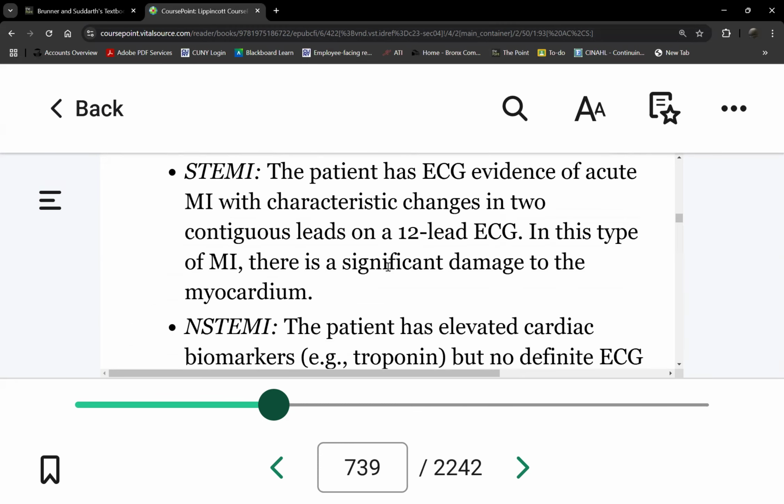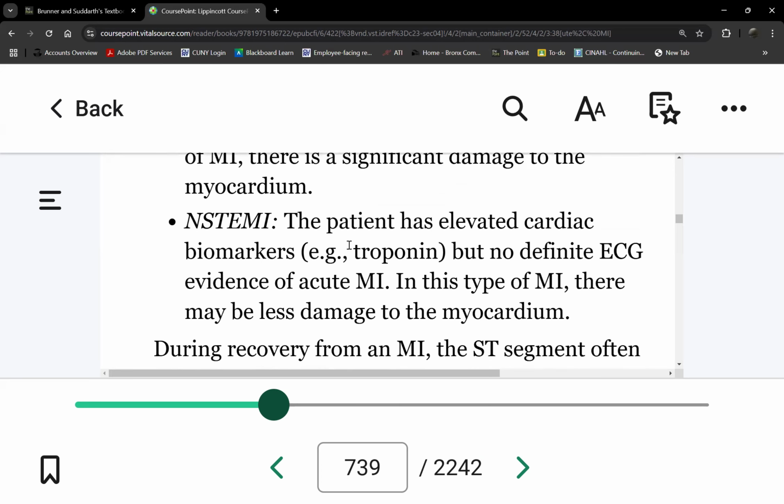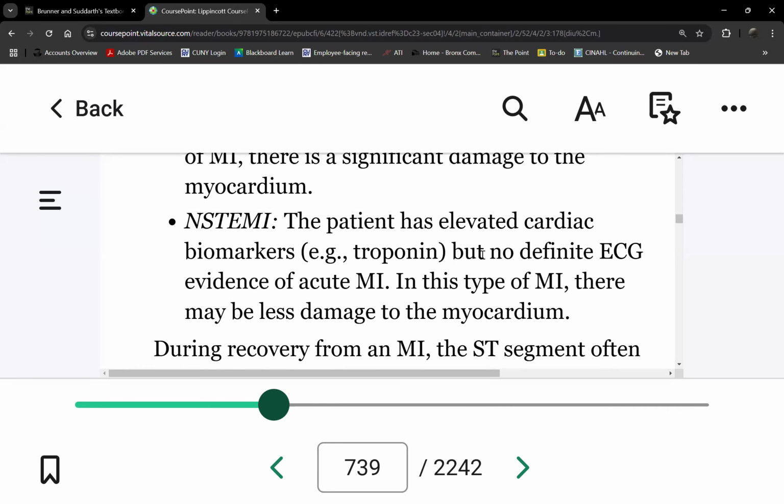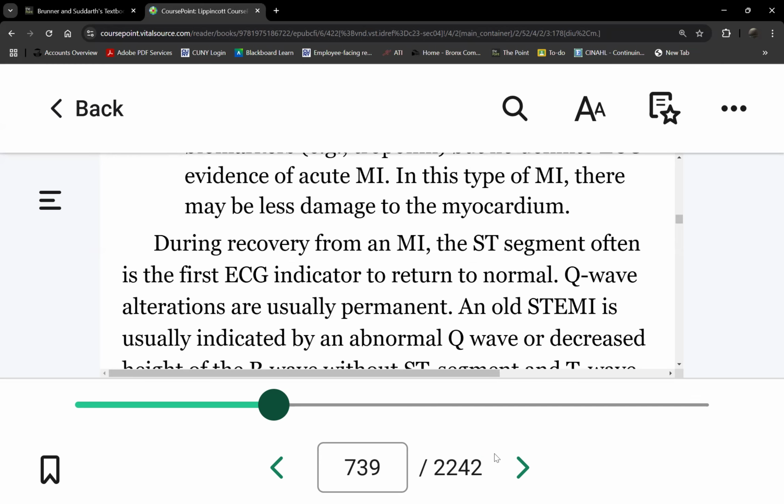And then STEMI, of course, shows the ECG changes: ST elevation and then T wave inversion, plus positive troponins. Here for NSTEMI, again, who is it? Sophia will have positive troponins, but her ST changes will be ST depression. Was there damage to her myocardium? Yes, that's why troponins were positive. But is it still ongoing? No more.